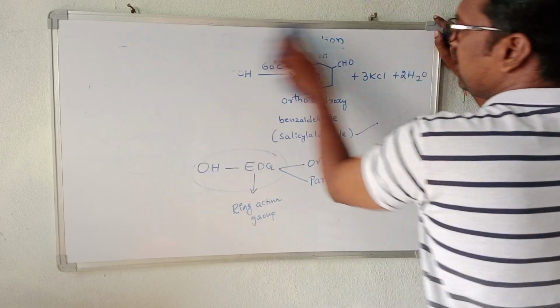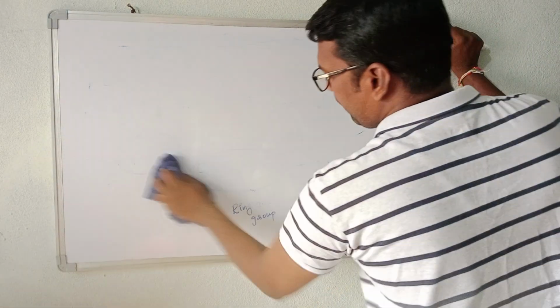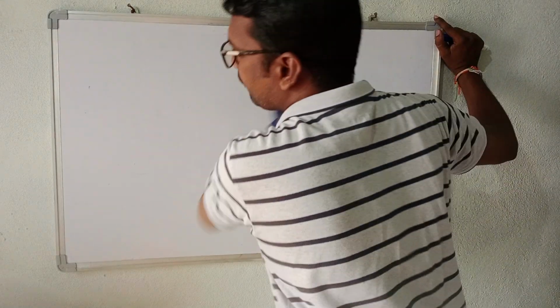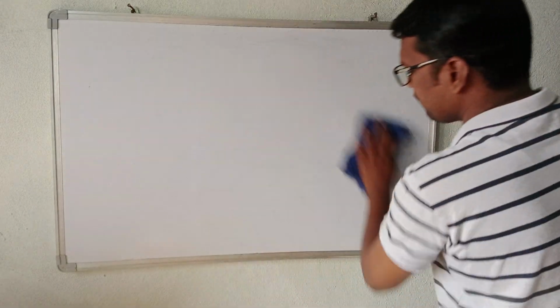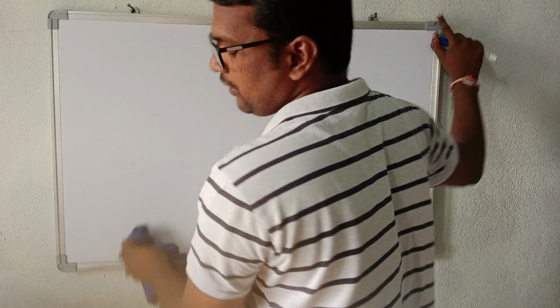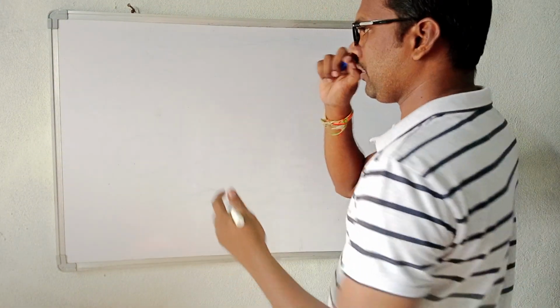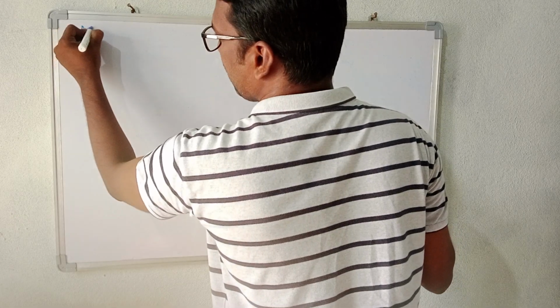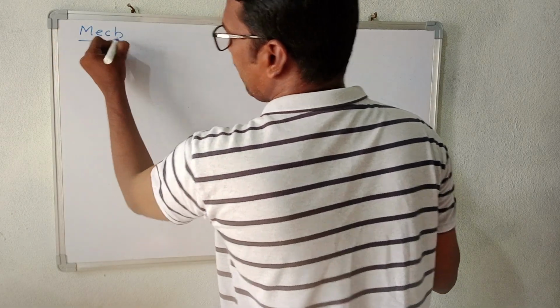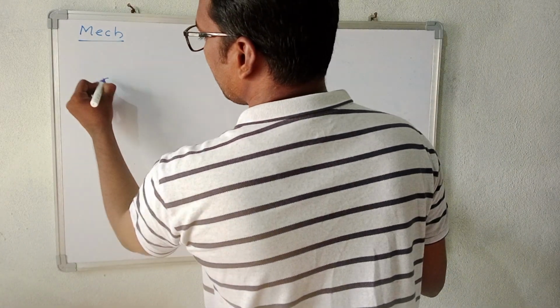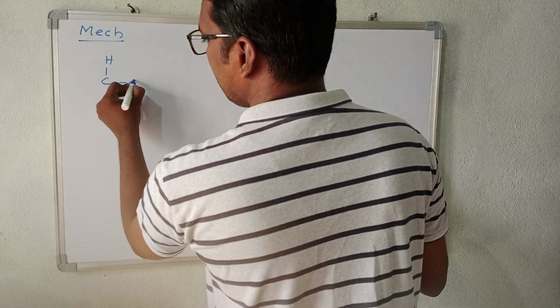Now you see the mechanism of the Reimer Tiemann reaction. In this mechanism, first we take chloroform. The first step is the formation of the electrophile, because it is an electrophilic substitution reaction. So for an electrophilic substitution reaction, first we study the formation of the electrophile. That's why I write here mechanism. Within the mechanism, first we take chloroform, which is present like this.